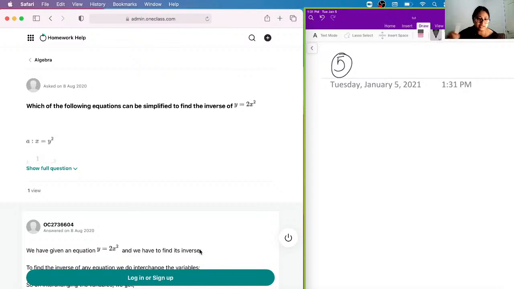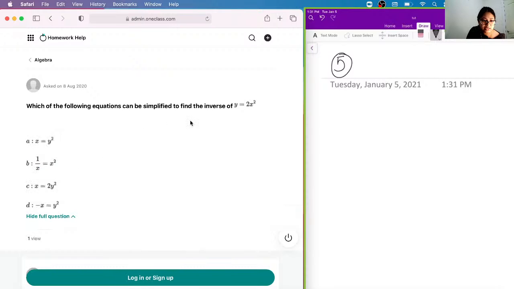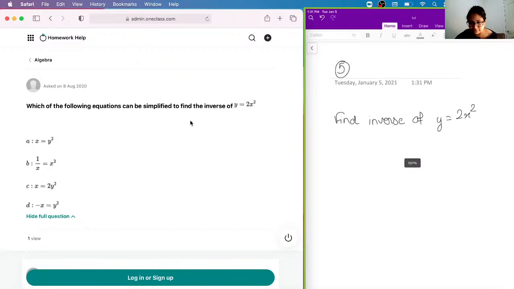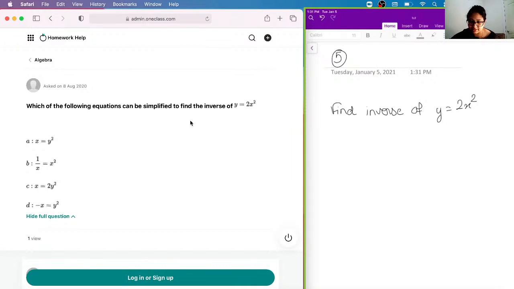Okay, our next question says, which of the following equations can be simplified to find the inverse of y equals 2x squared? So we need to find the inverse of y equals 2x squared. We're given options here, and we're trying to find the inverse of this equation.